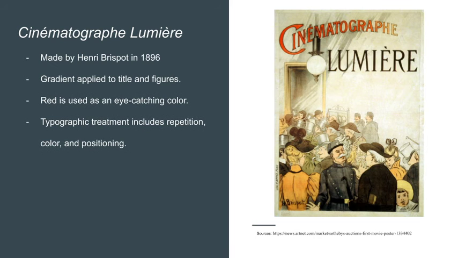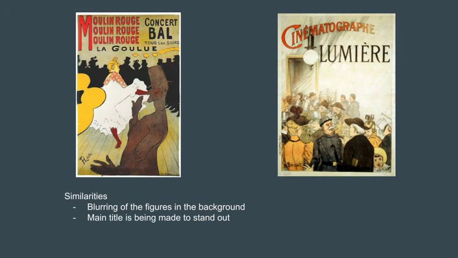The next poster is Cinématographie Lumière by Henri Brespot, which came 4 years later in 1896, and it is also known as the world's first public screening movie poster. When comparing this poster to the one prior, common elements of emphasis such as the blurring of the figures in the background and the main title being made to stand out are still prevalent. However, there is no shortage of new elements, as we see less text accompanied by larger font sizes. There is also a gradient applied to the title, which shows a similarity between the fading of the color and the figures depicted.